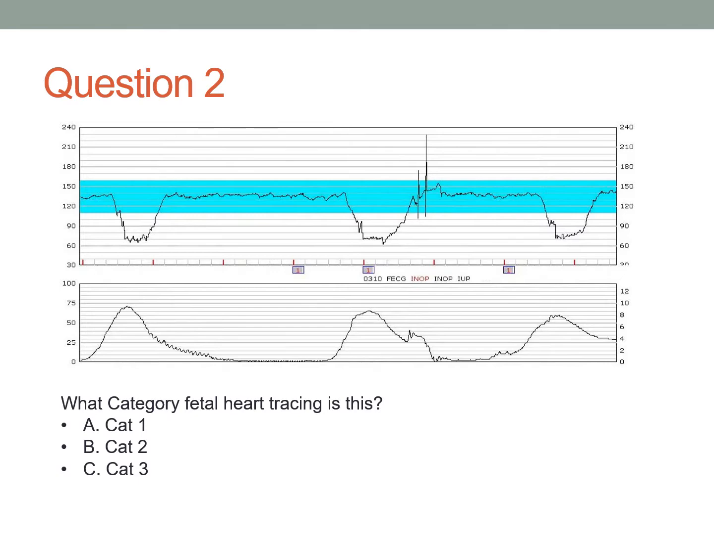Is this a category 1, 2, or 3? You should be able to identify that it's not a 1 right off the bat due to the presence of variable decels. If you recall, the only type of decels you can have in a category 1 tracing are early decels. This is not a category 3 tracing because you do have moderate variability present. So you do not meet the strict inclusion criteria for category 1 or 3. This leaves you with a category 2 tracing, so option B.